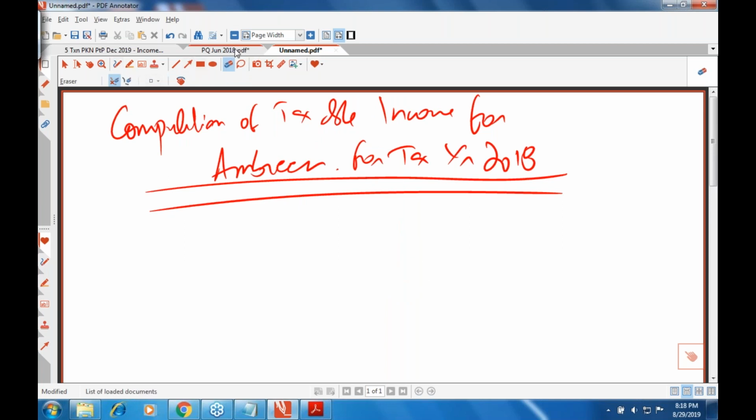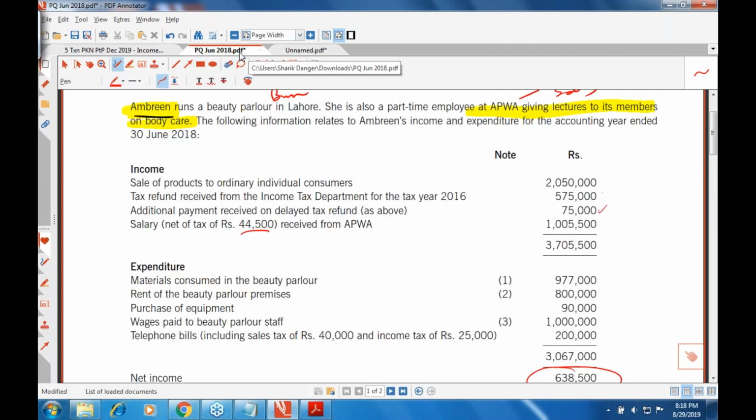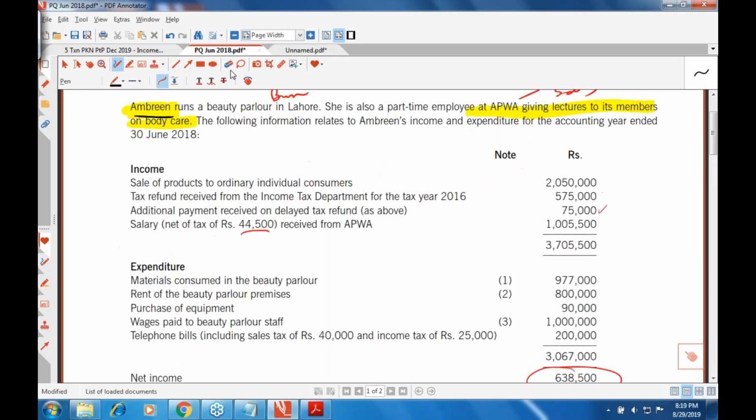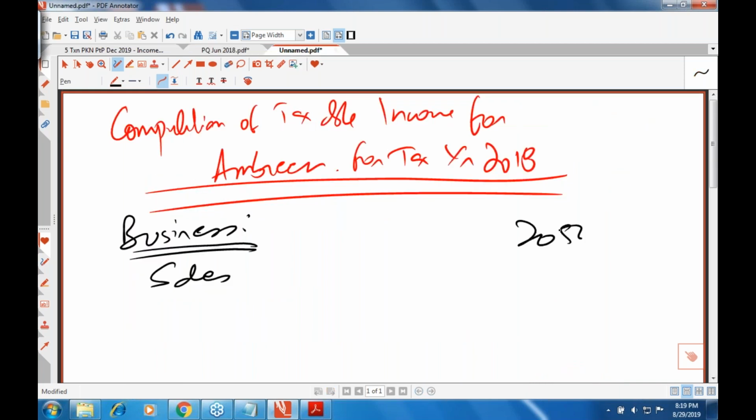So if we actually talk about it, the first thing is we need to establish what exactly is the business income. The first thing that we need to understand is basically the income from business. When you talk about the business, the first thing is you have got sales. Now, what exactly is the sales? It says sales of products to ordinary individual consumers, 2.05 million. So it's actually 2,050,000. That is what the sales is.